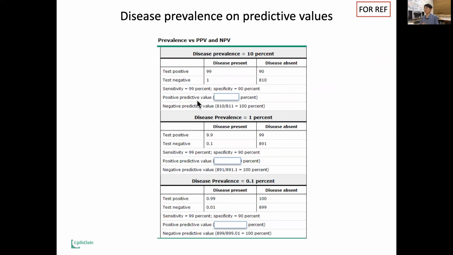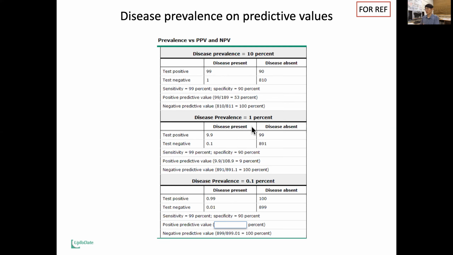So what are the predictive values? If disease prevalence is 10% in this case, the negative predictive value is almost 100%. The positive predictive value, if you calculate it, is 53%. So let's say like diabetes, we know that 10% of the population has diabetes, and you took the test and you're positive, but don't worry too much. There's only about a 53% chance you will actually have diabetes.